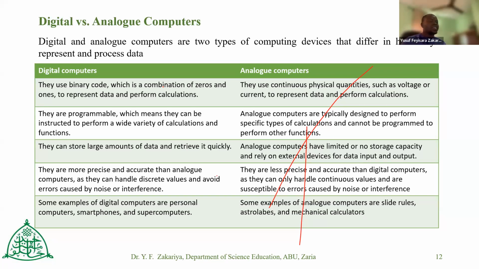A keyword you can take home from here is this: I can ask you to juxtapose digital and analog computers. When I say juxtapose, what I mean is that you should place them side by side and look at the contrast between the two of them. Take note of that keyword.